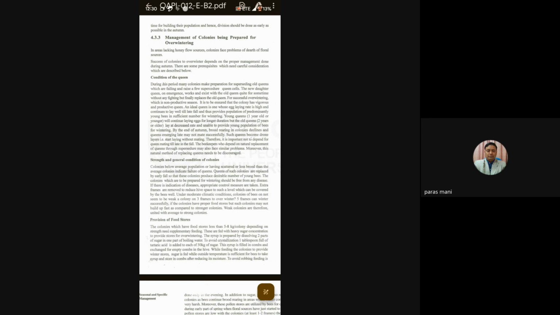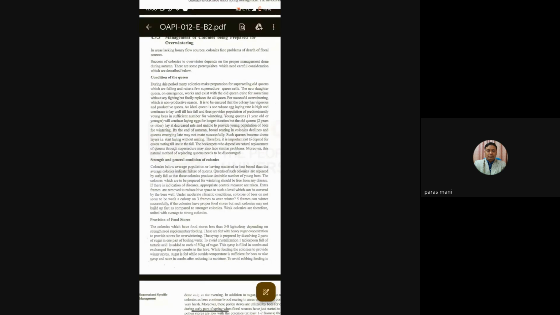Preparing for overwintering is the same thing. Again, general management practices, like the condition of the queen is monitored. The egg laying capacity of the queen is studied. If the queen is more than 1 year old, then her egg laying capacity will be reduced, and you have to monitor the eggs laid by the queen. We have to note the number, and if it is lower, like less than 100 or 200, you have to replace the queen with a new mated queen.